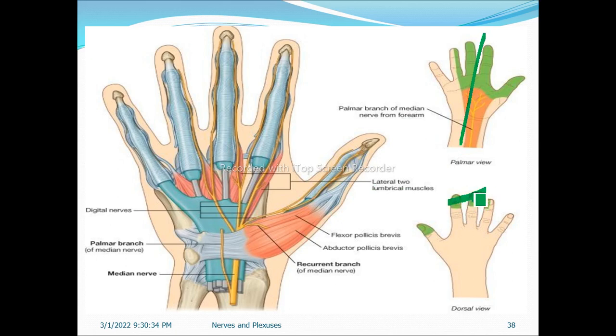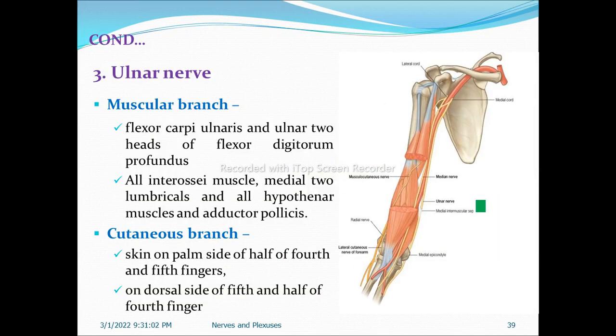Some part of the nail area is also supplied by the median nerve, and the other by the ulnar nerve. The ulnar nerve, just like the others, has a muscular branch and a cutaneous branch. The muscular branch supplies flexor carpi ulnaris and the ulnar two heads of flexor digitorum profundus. The others are all interossei muscles.